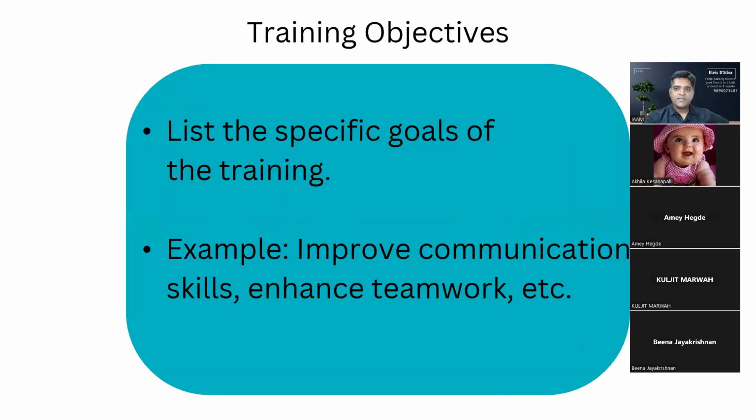The third is training objectives in specific. List the specific goals of the training. What were the goals? What was your target? What did you aim at? What was the output that you thought of, that post training, this is the output that my client will get? For example, improving communication skills, enhancing teamwork, whatever.